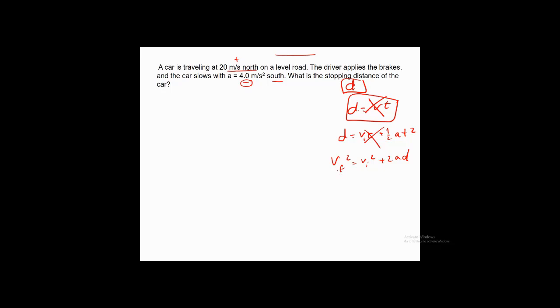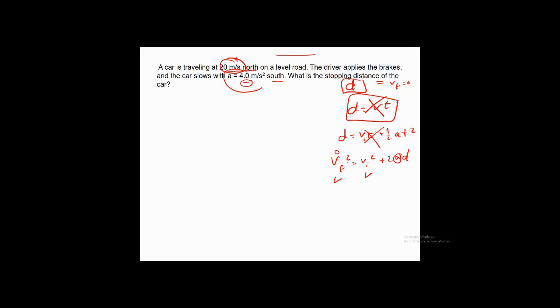It depends on whether we understand stopping. What does stopping mean? Stopping means v final equals 0. So we have v final equals 0. We have v initial equals 20 meters per second. Of course, Shabab, don't forget to square each one of them. And we have the acceleration, and don't forget to put the negative sign. I told you that it's to the south, so that should be, in this case, negative.